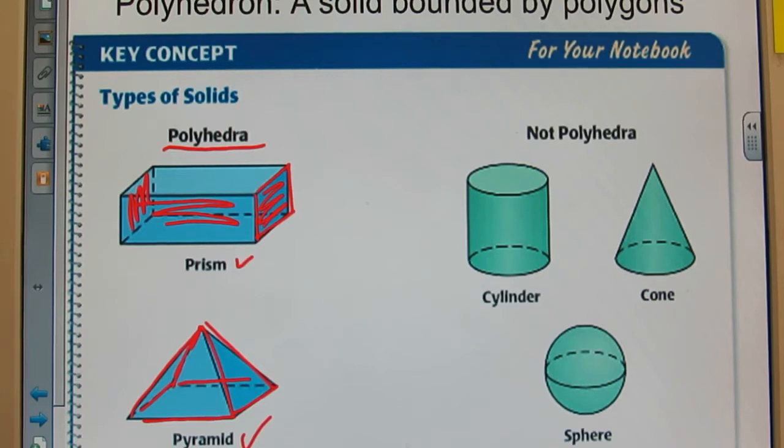Now, these are not polyhedrons, because they are made up of circles. A circle, you know, is not a polygon.